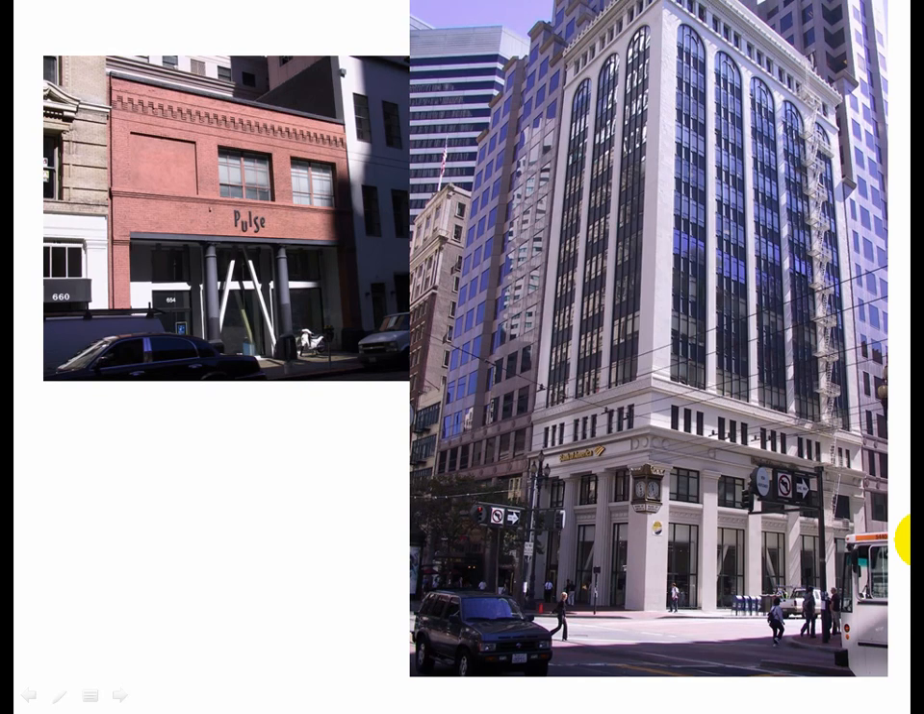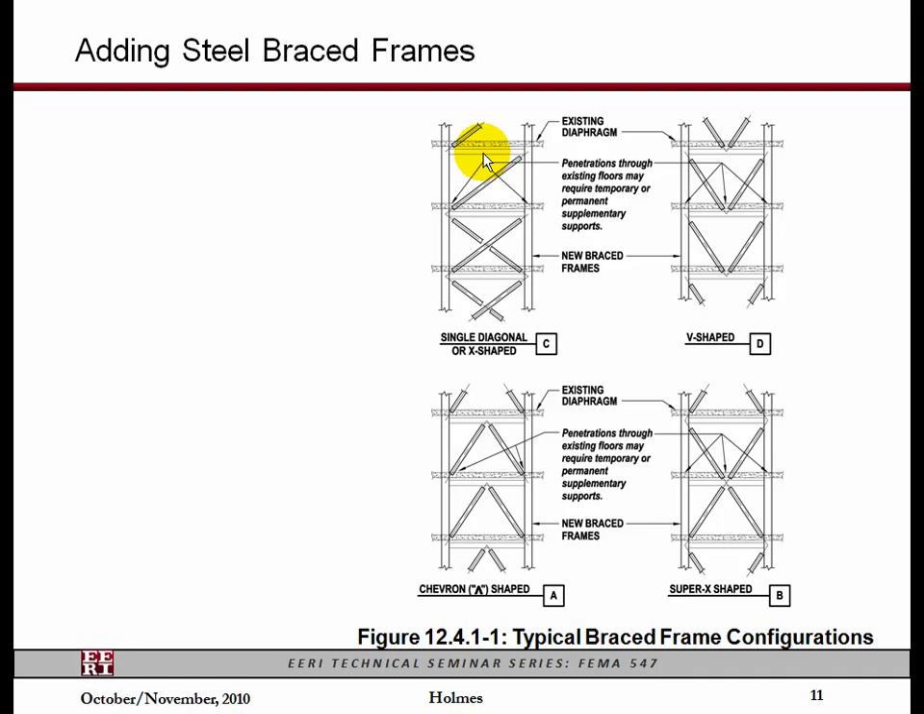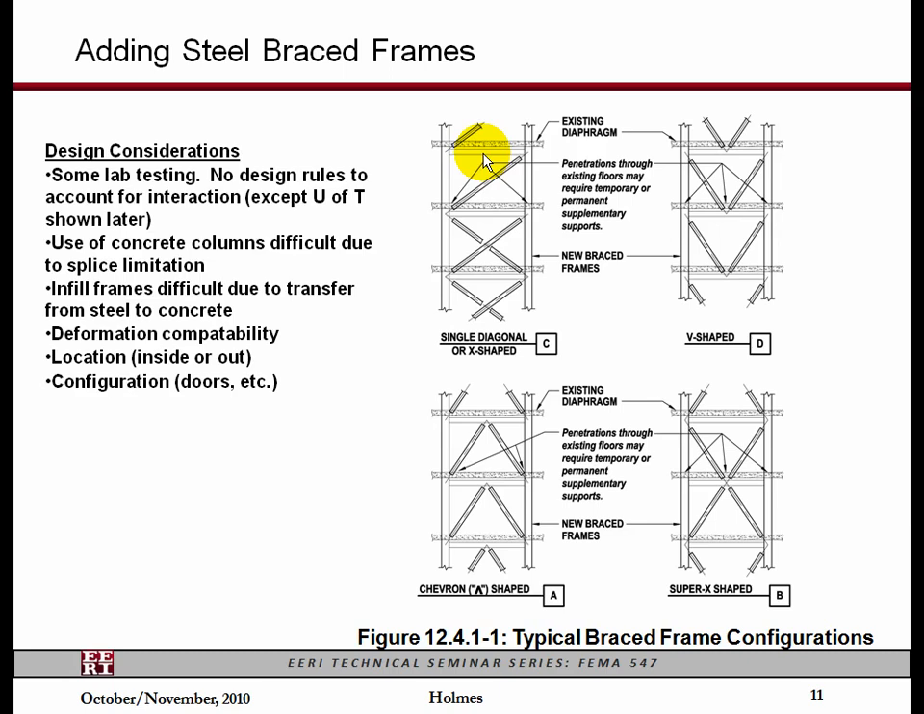So let's go through some of the techniques. Add steel brace frames. These are in concrete buildings. A lot of the issues are the same that Jim just discussed of adding a steel brace frame into a steel building, but some of them are significantly different. You can see examples of this around the city. This is a very large building, and you can see some braces down here. This is a smaller building up here in South of Market that braces have been added as well. So what are the design considerations?